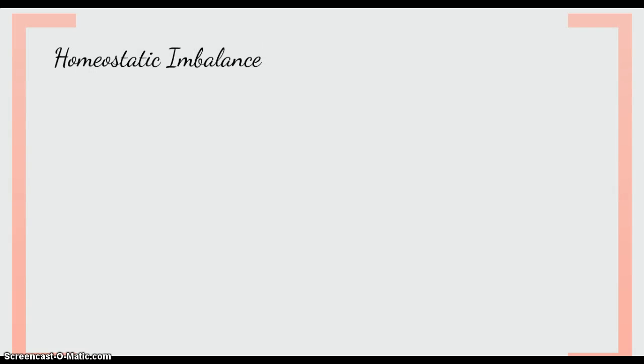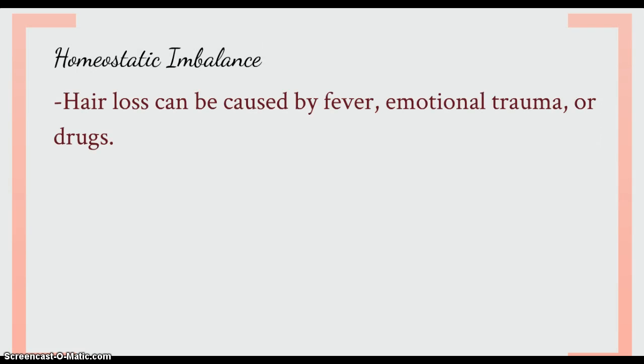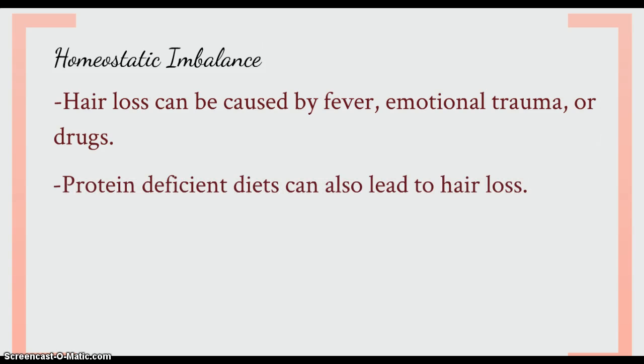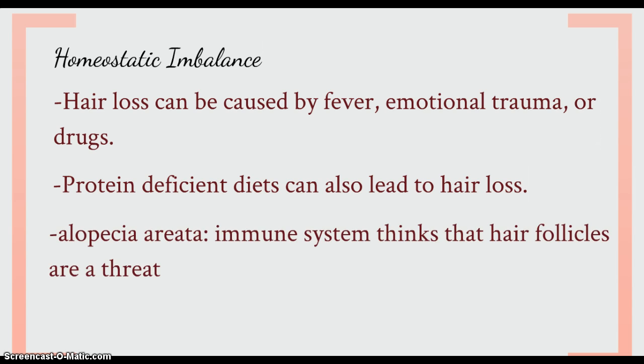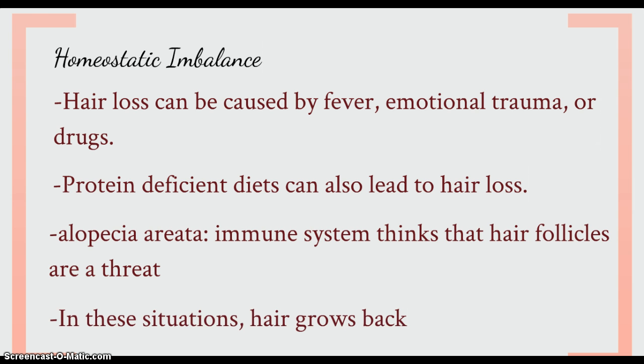So let's talk about some homeostatic imbalances. Hair loss can be caused by fever, emotional trauma, or drugs. But it can also be caused by protein-deficient diets, because you need protein to make keratin. Then there's alopecia areata, which is an autoimmune disease in which the immune system thinks that the hair follicles are a threat, and so it attacks them. But the follicles survive in all of these cases, allowing hair to grow back.